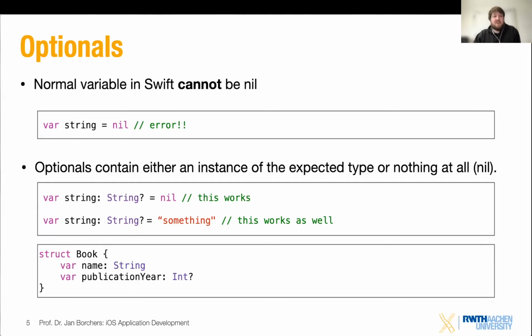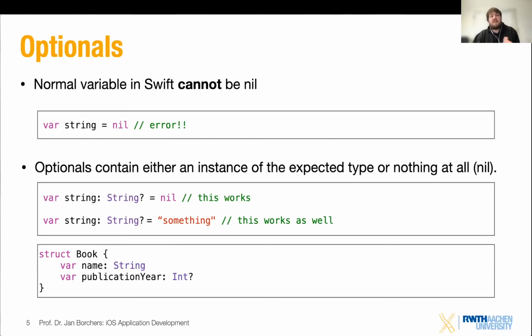the type optional integer. So then if we already have a publication year for that book that we want to create, we simply put that in, and otherwise we can specify that there is nothing that we can input there at the moment, and just assign nil to the publication year.